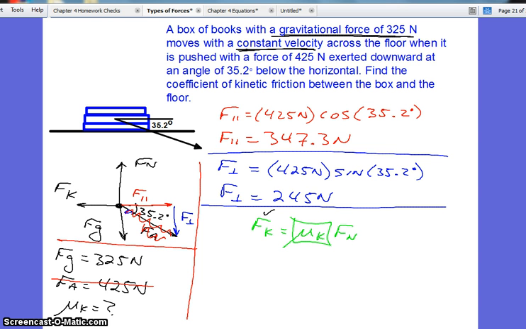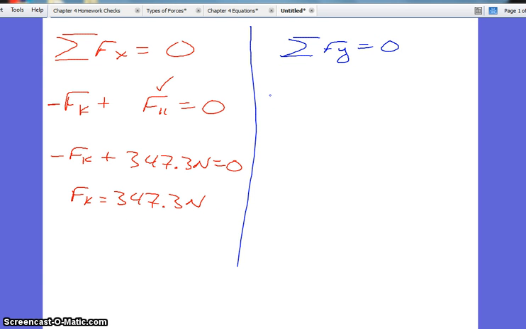Remember, we just scribble out that applied force. We don't use it at all, ever again. After we get the parallel and perpendicular components, you don't use that force anymore. So we have three forces in the y direction. That's how this is a little different. We have the normal force, the perpendicular component, and the gravitational force, and they equal 0.